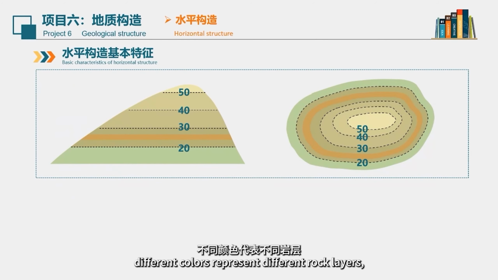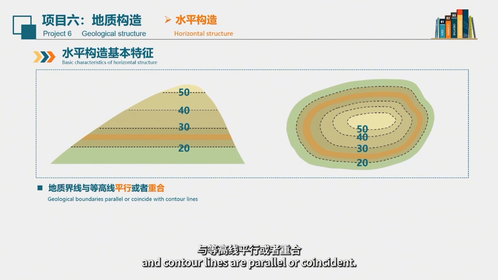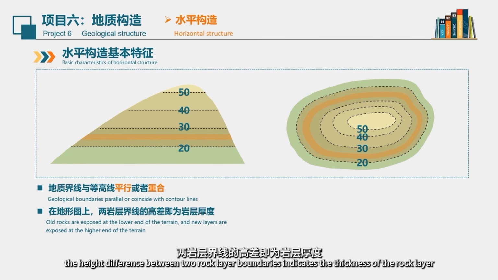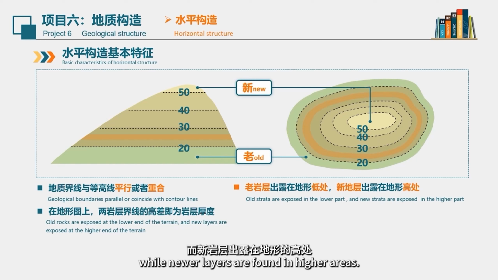Different colors represent different rock layers, and we can observe that the geological boundaries and contour lines are parallel or coincident. On a topographic map, the height difference between 2 rock layer boundaries indicates the thickness of the rock layer. Older rock layers are exposed in lower terrain, while newer layers are found in higher areas.